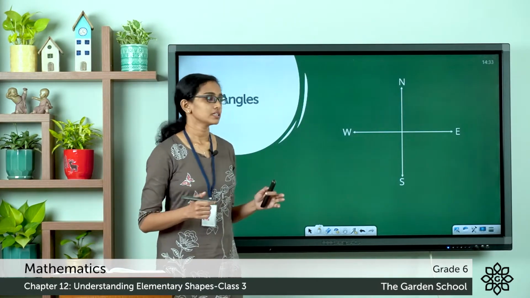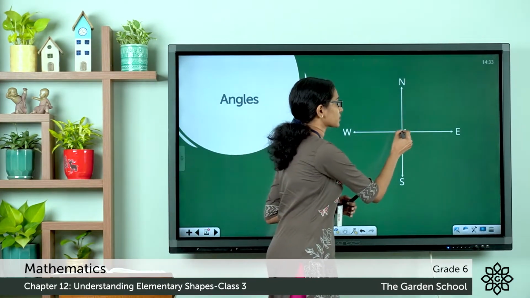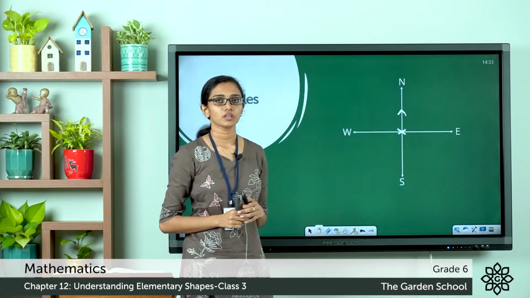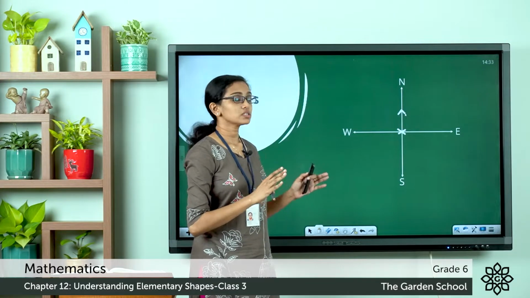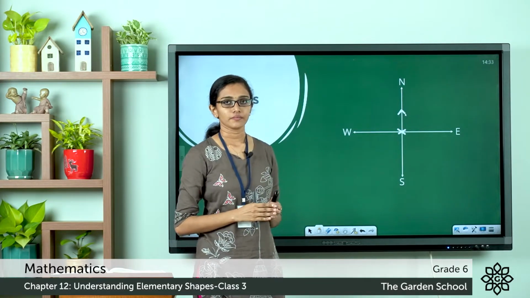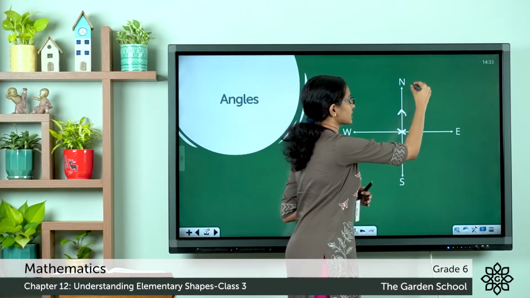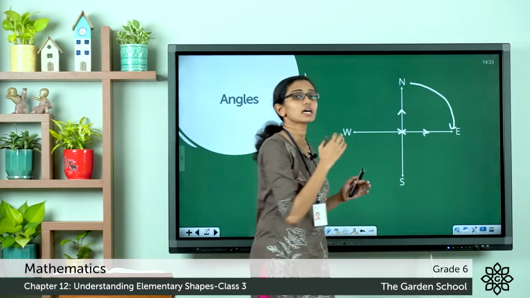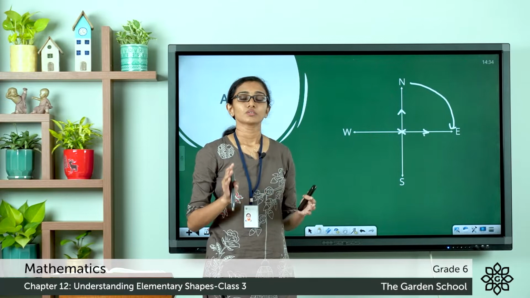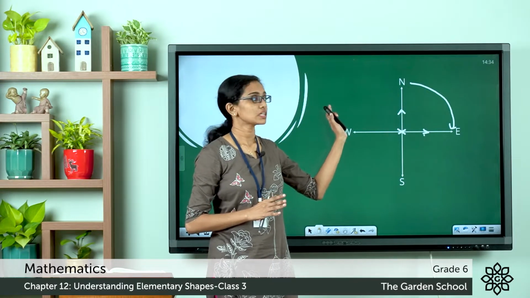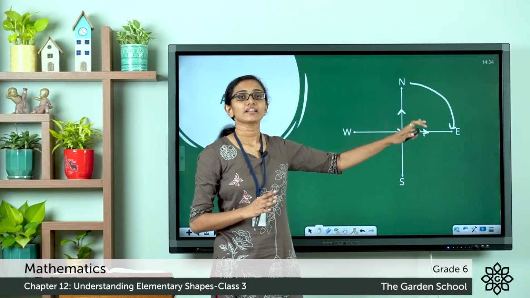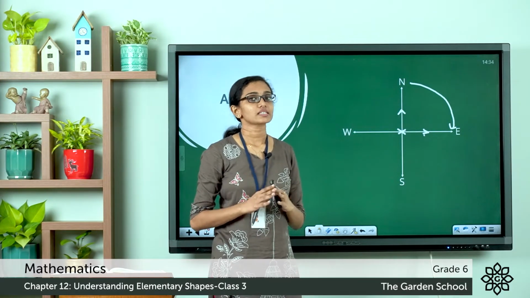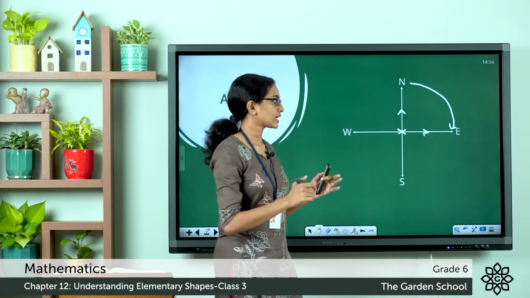Imagine a girl is standing at this point. She is facing the north direction. Now, imagine she is taking a right turn. So, she is taking a right turn and now she faces the east direction. So, she was facing the north direction, she made a right turn and now she is facing the east direction. We say she has turned through an angle of 90 degree.